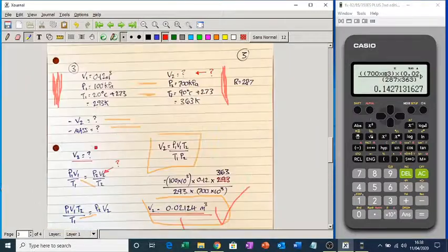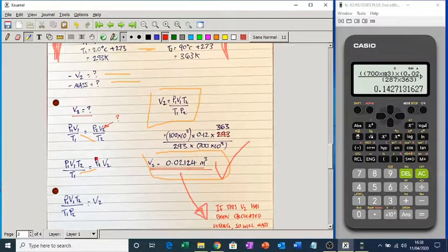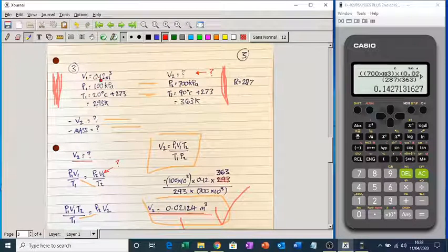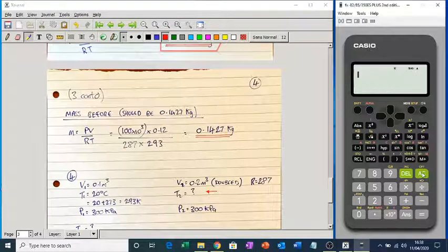So now I'll do it with the numbers that I know, just to see if we get the same answer. Same formula, just we'll use the values now for before. So P before is 100, volume is 0.12, and temperature is 293. So again, put that in, 100, times by 0.12, close, divided by 287 times by 293, close that, press equals, hopefully 0.412. Yeah.